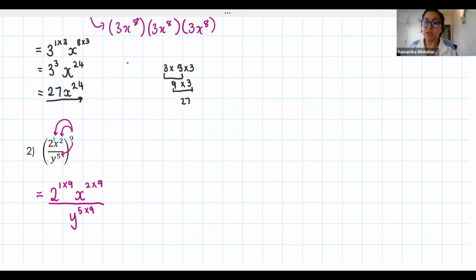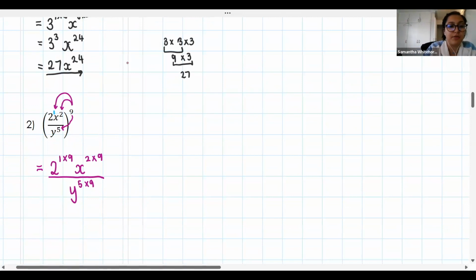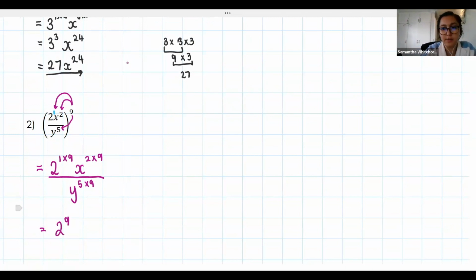That's how you apply the distributive law. You need to multiply your exponent. Once you've done that, you can now simplify. So now we've got 2 to the power 9, because 1 times 9 is 9. X to the power 18, because 2 times 9 is 18. And y to the power 45, because 5 times 9 is 45.